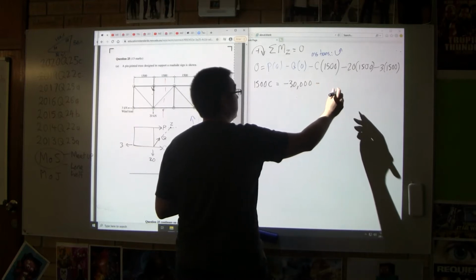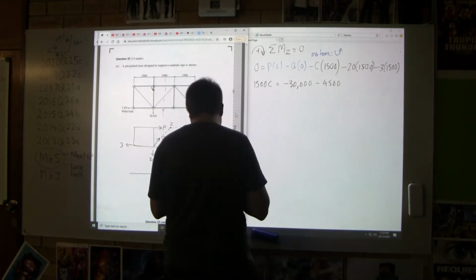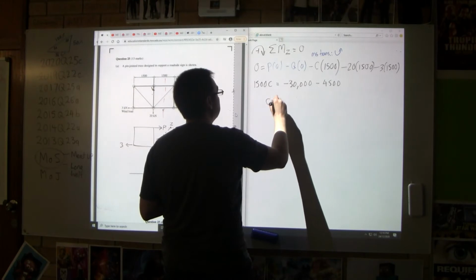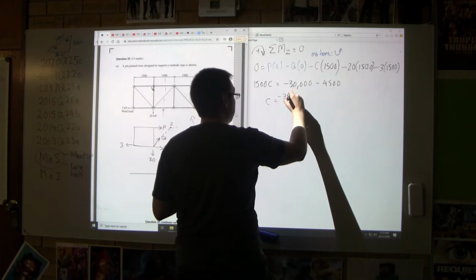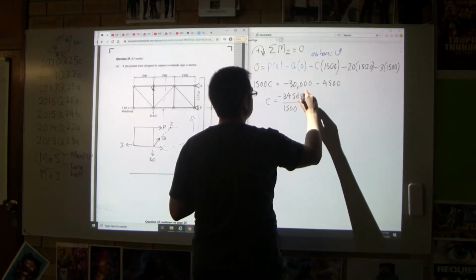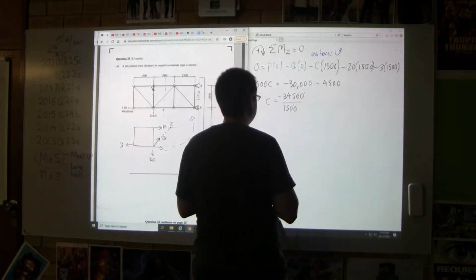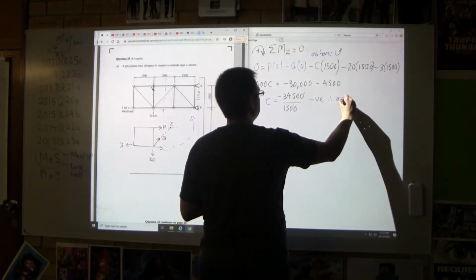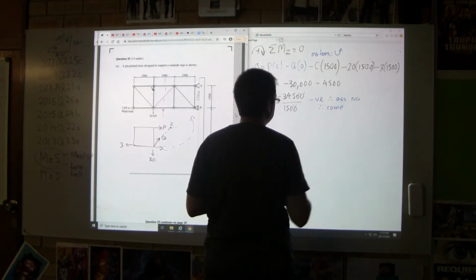And this one here is going to be, okay. So if I add those together, I'm going to get C equals minus 3,400 divided by 1,500. Well, I could cross out those zeros, if I hadn't already typed in my calculator. But the point is that the answer is going to be negative. Therefore, my assumption was no good. We assumed tension, it wasn't, it's in compression.